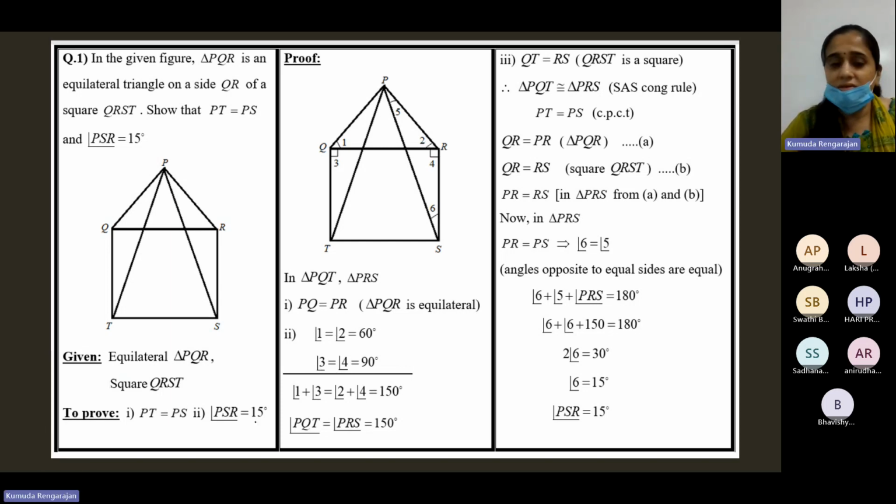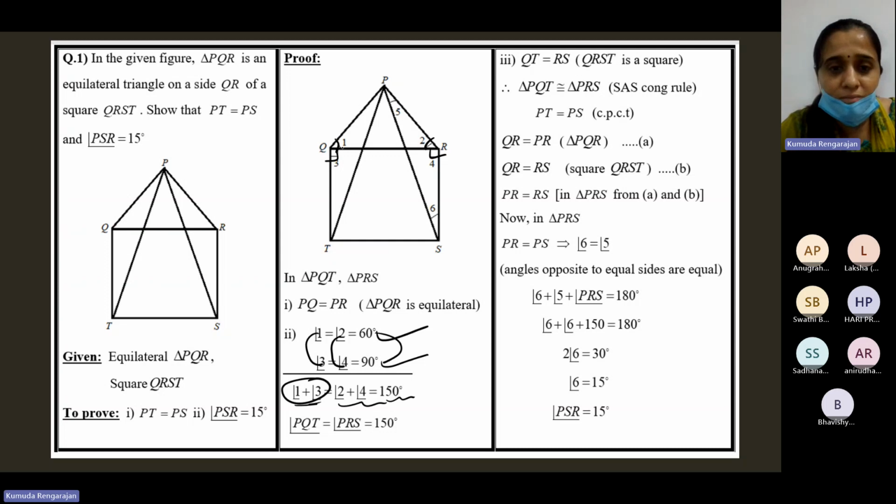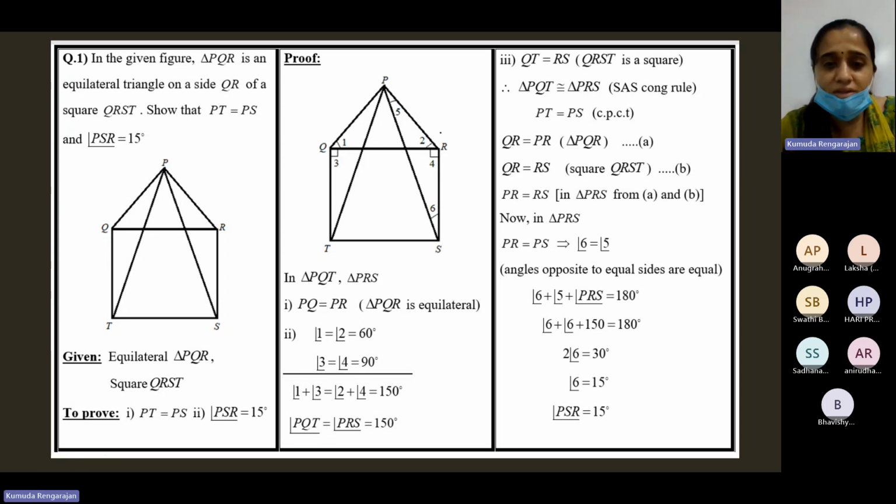How to present the answer? Angle 1 is equal to angle 2, correct? 60 degrees. Then angle 3 is equal to angle 4. How much? 90 degrees, correct? I'm adding these two results. So angle 1 plus angle 3 is equal to angle 2 plus angle 4 is equal to 60 plus 90, that is 150. So now what is angle 1 plus angle 3? 1 plus 3 is PQT. And what is 2 plus 4? It's PRS. PRS is equal to 150. All right.